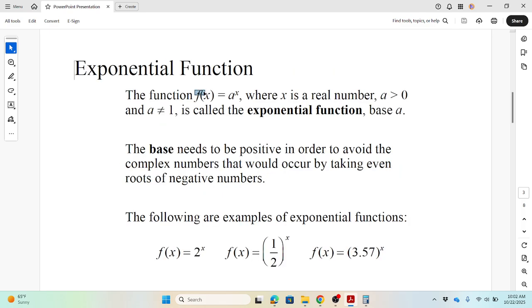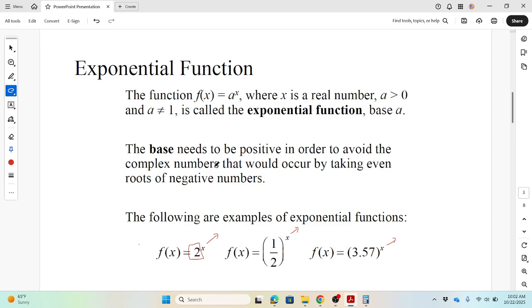If your function is defined in this way, where you have a base and there is a variable on the exponent, that's called an exponential function. For example, you can see some examples down here. All these functions are exponential because there is a positive base and a variable on the exponent. Because the variable is on the exponent, it's called an exponential function.